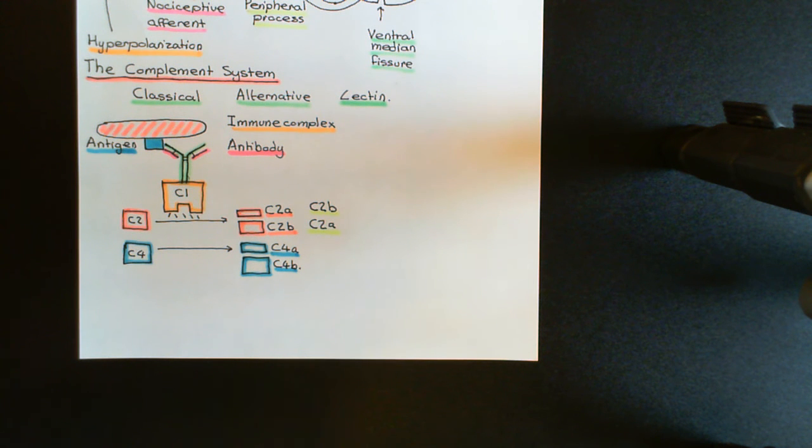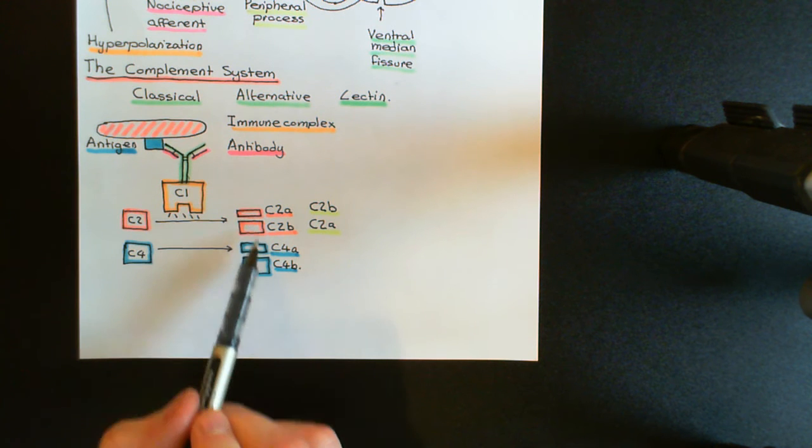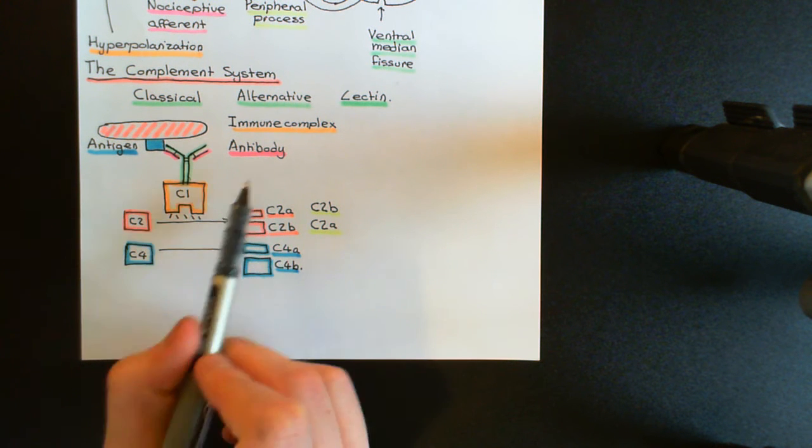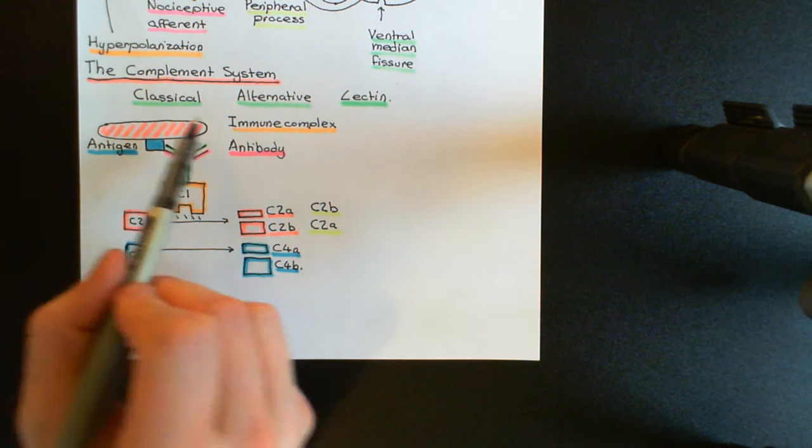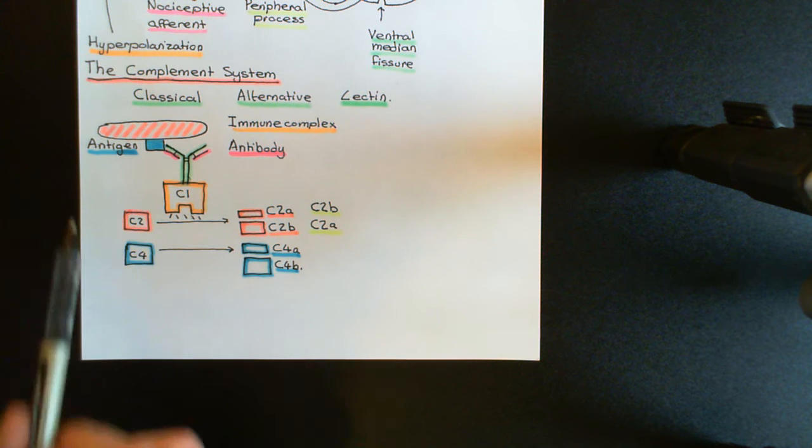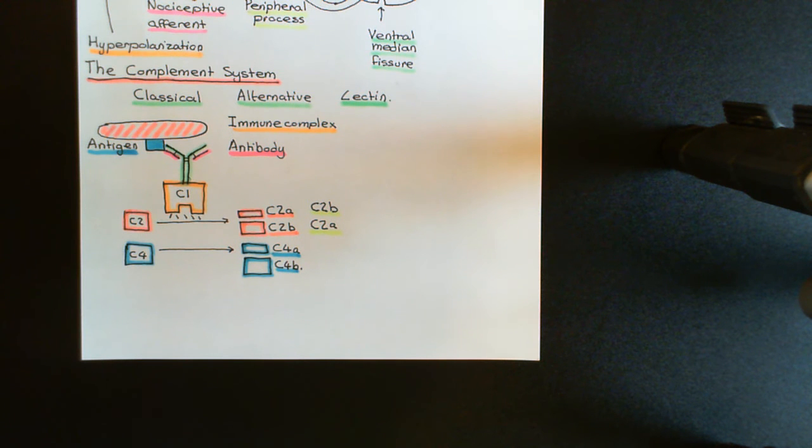So, what's going to now happen? We're generating loads of these fragments now. We're getting loads of C2b produced in the vicinity of this pathogen. We're getting loads of C4b produced in the vicinity of this pathogen. Now C2b and C4b are very capable of binding to membranes. Once you've got these B fragments produced like this, they love to bind to cell membranes.